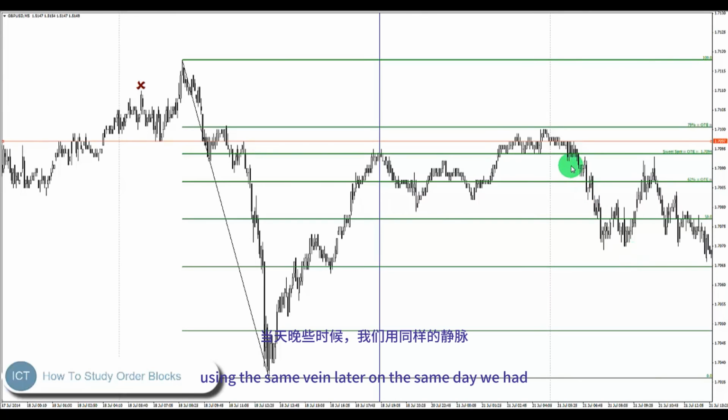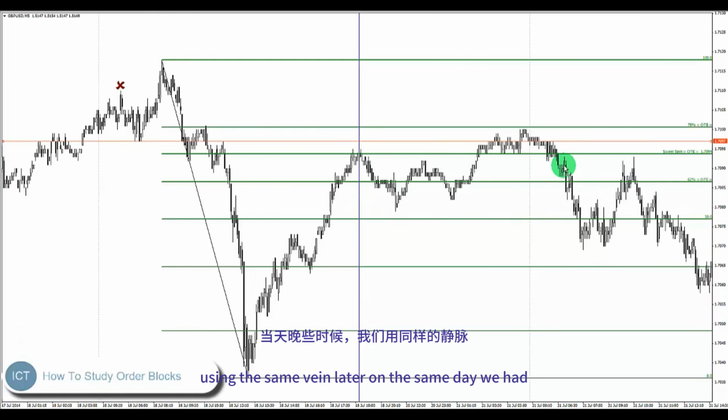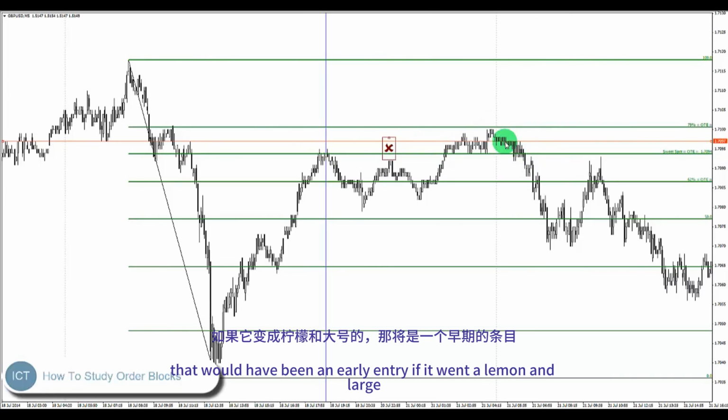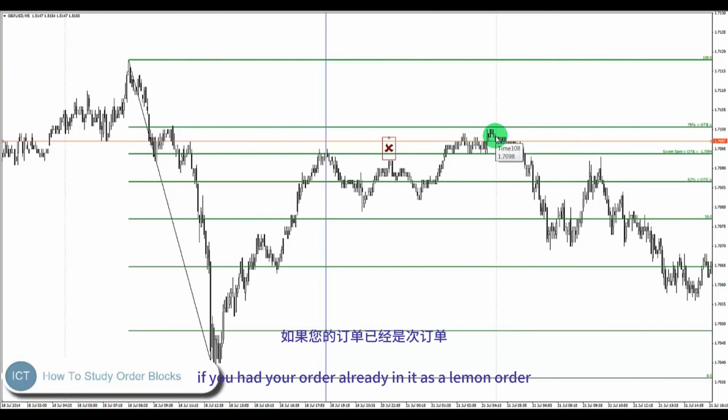Using the same vein later on in the same day, we had stops that would have been cleared here. That would have been an early entry if on a limit. In other words, if you had your order already in as a limit order earlier in the morning around Asia and went to bed maybe.